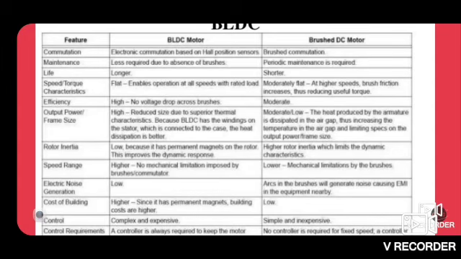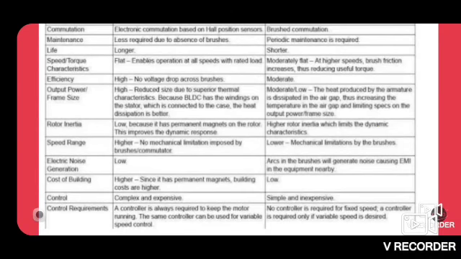So next, regarding the electronic noise generation. BLDC motor has low noise generation since it is not having any brushes or commutator. But the brushed DC motor has arcs in the brushes that generate noise, causing electromagnetic interference in the equipment nearby. Next, regarding the factor of cost of building. Higher in the case of BLDC motor since it has permanent magnets, building cost is very high. But regarding the brushed DC motor, the cost is very low. Then regarding the control characteristics, the control is very complex and expensive in the BLDC motor, but in the brushed DC motor it is very simple and inexpensive.